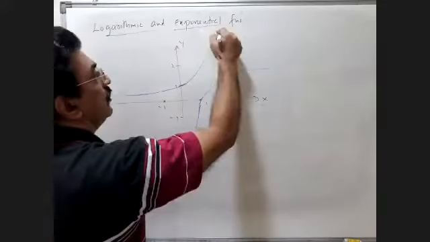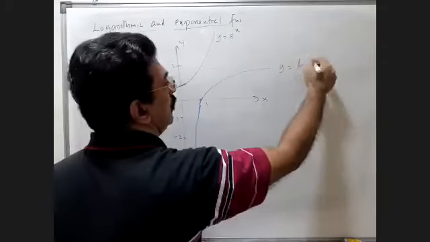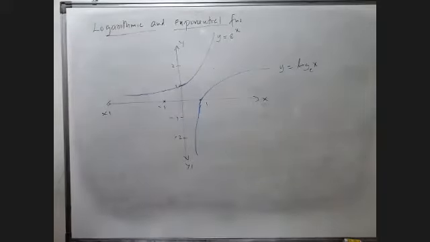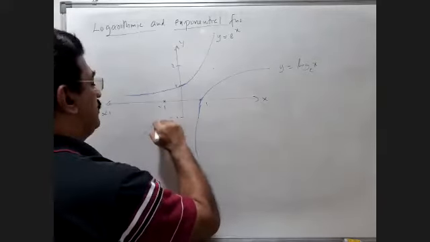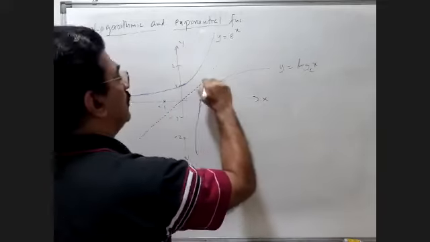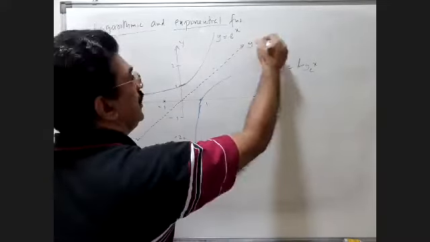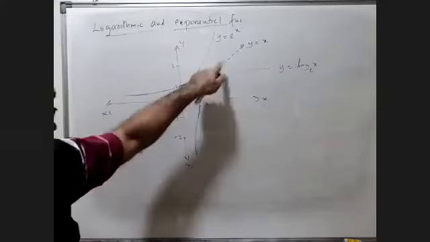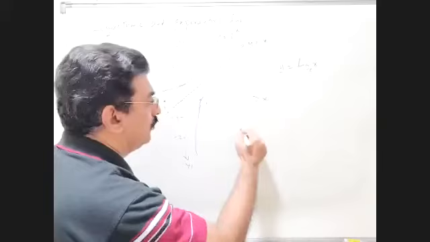This is y is equal to e raised to x. This is y is equal to log x. Draw a dotted line here. This one is y is equal to x. Y is equal to x means the points 0, 0, 1, 1, 2, 2, 3, 3, etc. Then write some note below this.